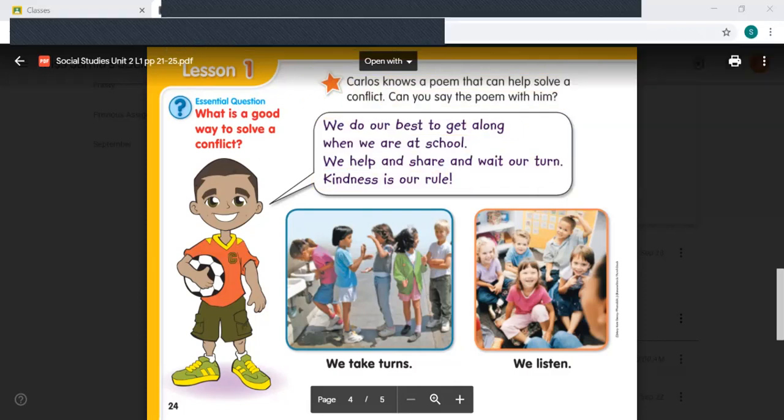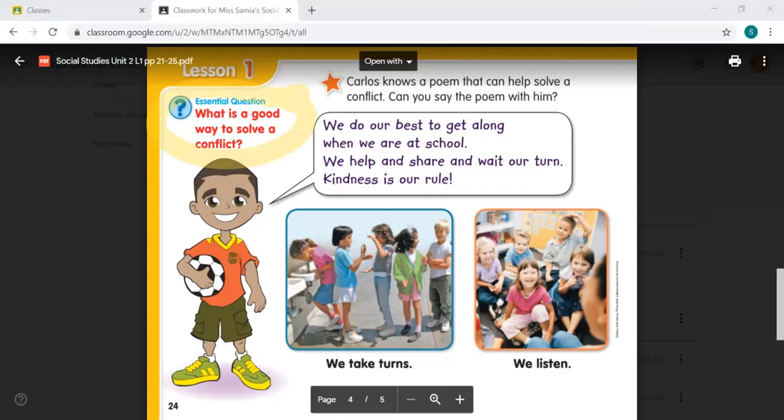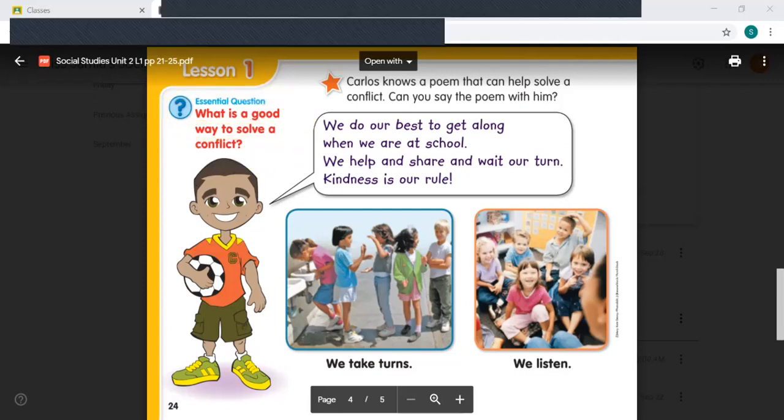Okay, let's look over here at our essential question over here. What is a good way to solve a conflict? So you remember what a conflict is, right? A disagreement when you cannot agree on something. So what is a good way to solve a conflict?